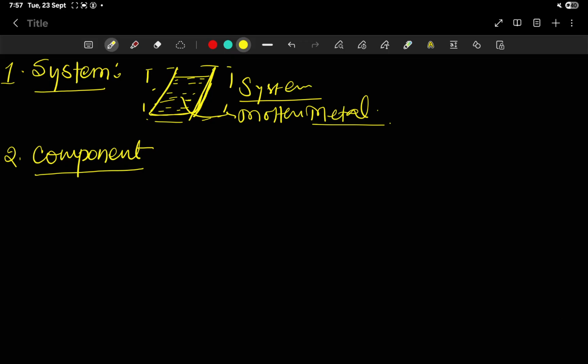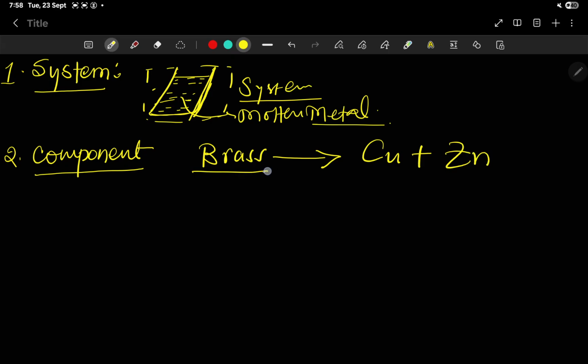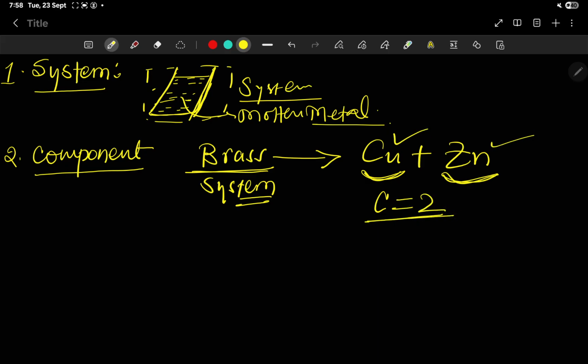So a component is the one of which the system is composed. Let's take one example: brass. Brass is a combination of copper plus zinc. So here brass is our system which is under observation, and it is composed of what? Copper and zinc. These are the components. So here we have two components, copper and zinc.